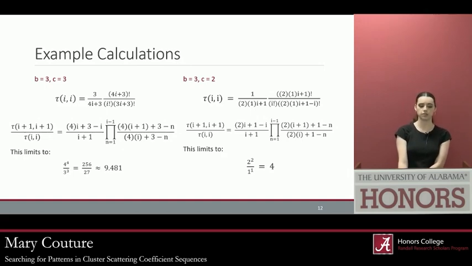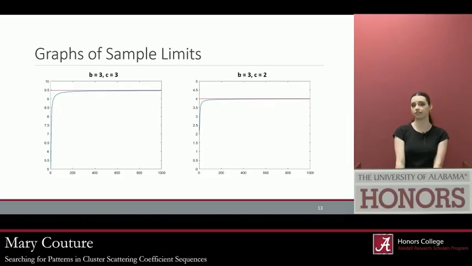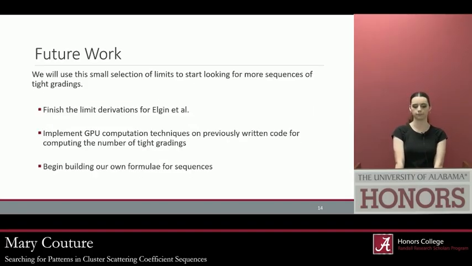And in the b equals 3, c equals 3 case, you can see that we approach about 9.5. And indeed, we graphed this in MATLAB, and you can see in both b equals 3, c equals 3, and b equals 3, c equals 2, this very nice approach to the constant. This is the graph of the ratio as you increase I.